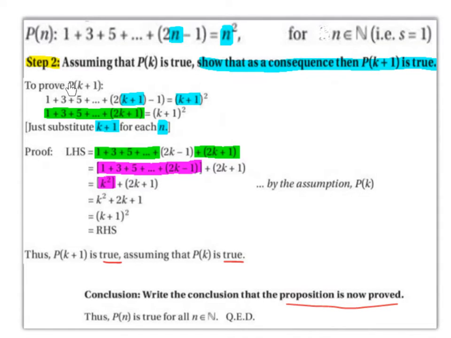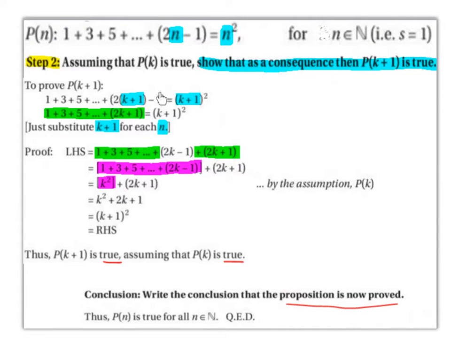So to prove P of k plus 1, we take P of n, so 1 plus 3 plus 5, we write it down, 1 plus 3 plus 5 plus ... And instead of 2n minus 1, we have 2 times k plus 1 minus 1. So we've swapped that n for k plus 1. And likewise on the right of the equal sign, we've swapped n squared for k plus 1 squared. So what we did was we just substituted k plus 1 for each n.